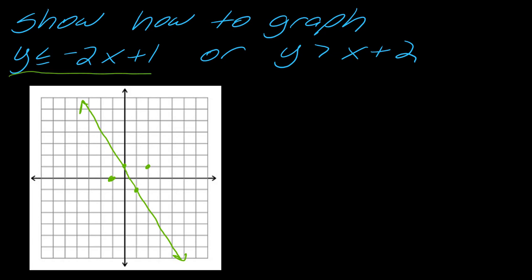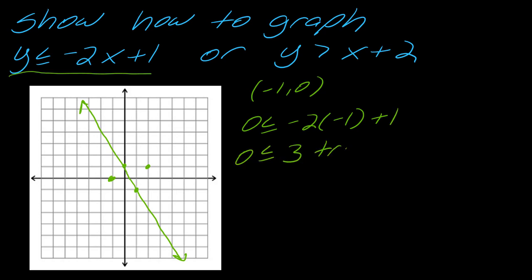So starting with negative 1, 0, if I plug this in, I get 0 is less than or equal to negative 2 times negative 1 plus 1. So this is 0 is less than or equal to, this will really come out to 3. And that is a true statement. Okay, so this side seems like it's true. So just to be thorough, let me make sure that this side is actually false.